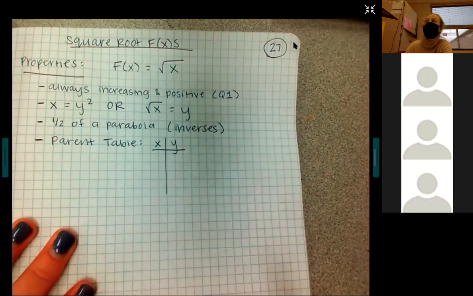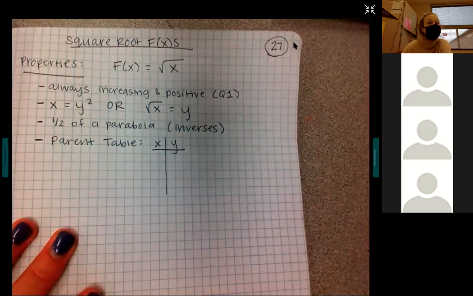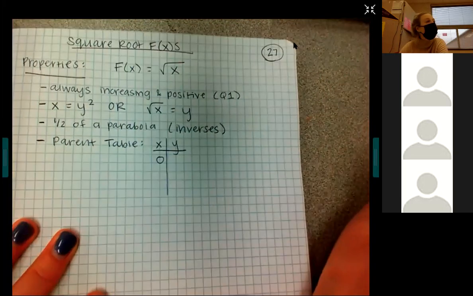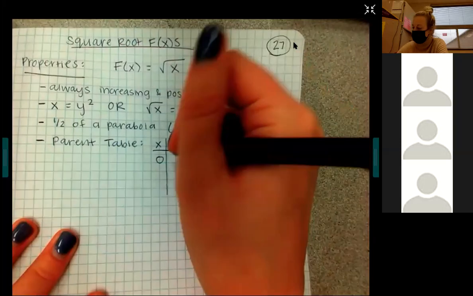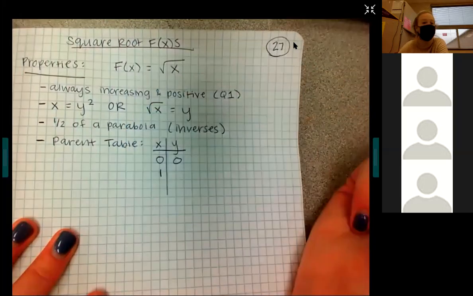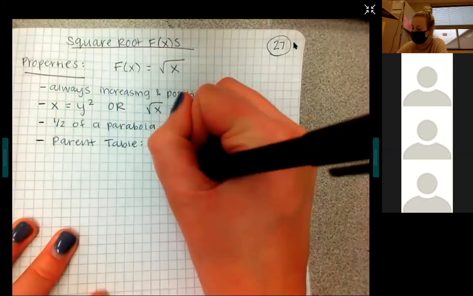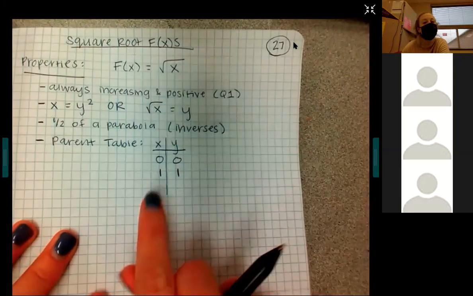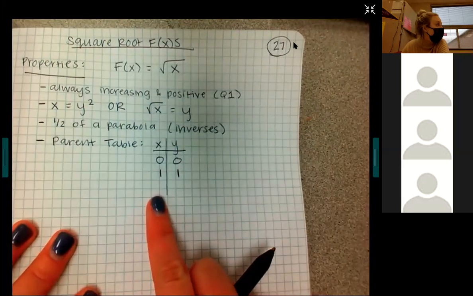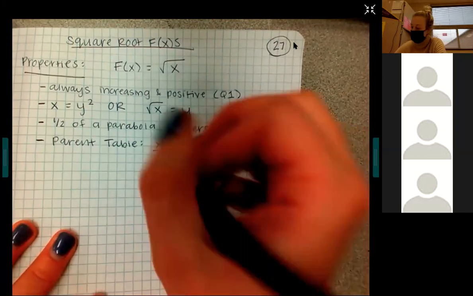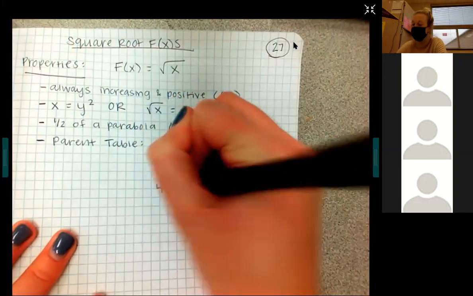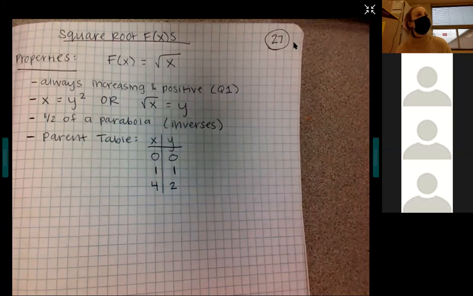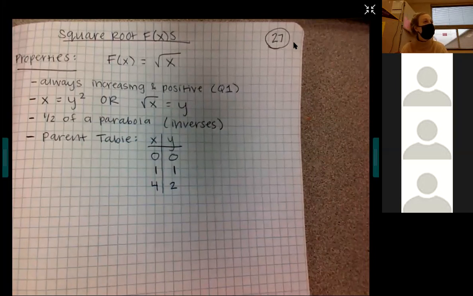Inverses. So your parent table for a square root function. What's the square root of 0? 0. What's the square root of 1? 1. Very good, Carter. Now, can we use 2 as the x? Nope, not a perfect square. Can we use 3? Nope, not a perfect square. So what would come next? Good. What's the square root of 4? Good. If you know those 3 points, you are golden for the first unit in honors pre-cal.